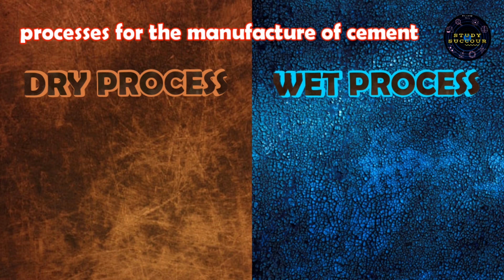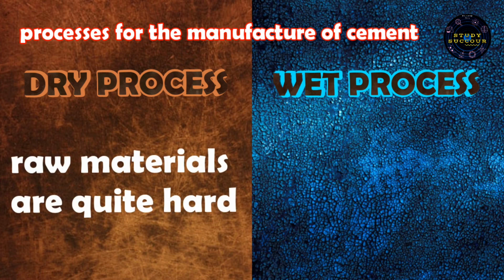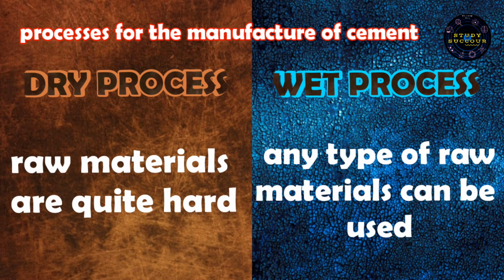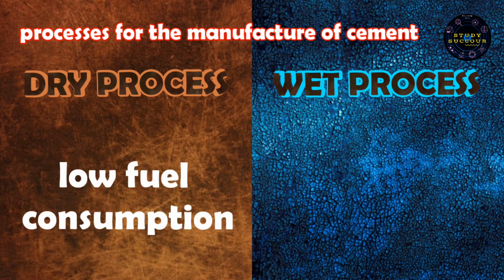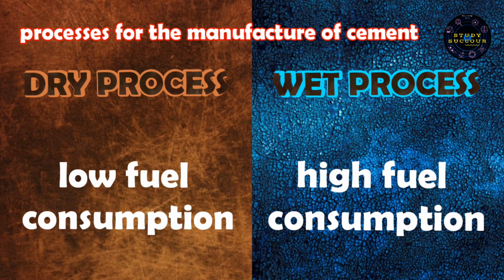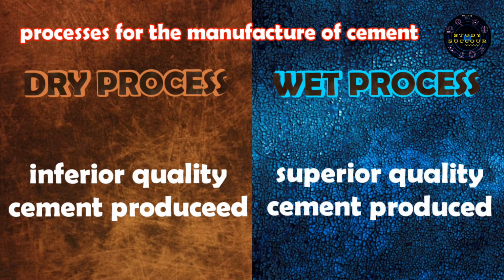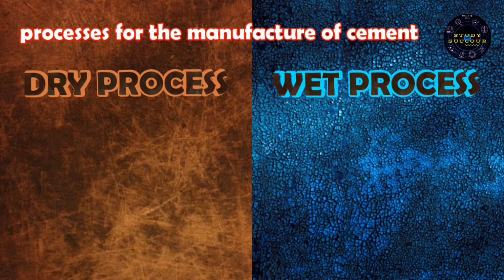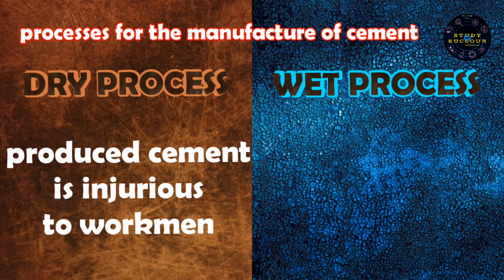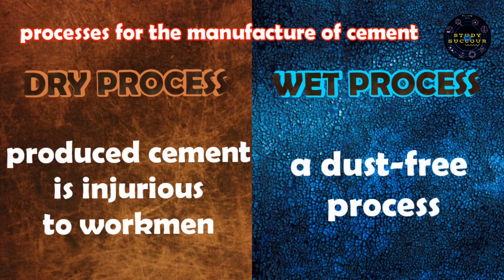Dry process is adopted when raw materials are quite hard, whereas in wet process any type of raw materials can be used. Fuel consumption is very low in dry process, whereas in wet process fuel consumption is very high. In dry process, cement produced is of inferior quality, whereas superior quality cement is produced in wet process. Dry process is slow, but wet process is comparatively faster. In dry process, cement dust produced is injurious to workmen, whereas wet process is a dust-free process.